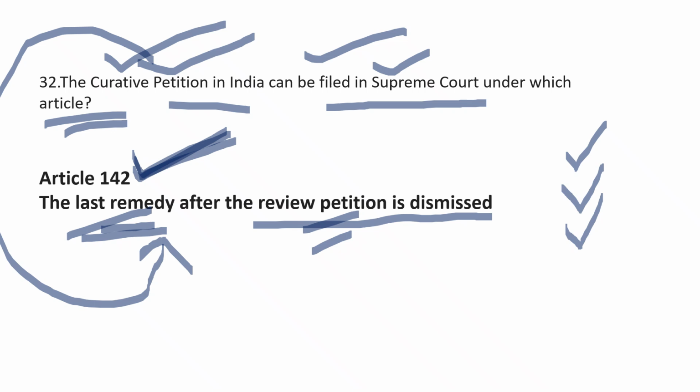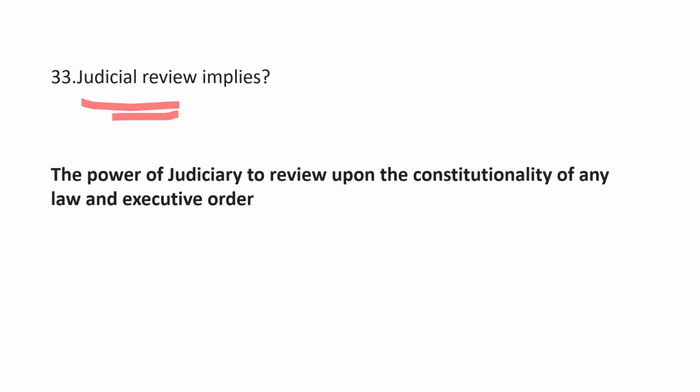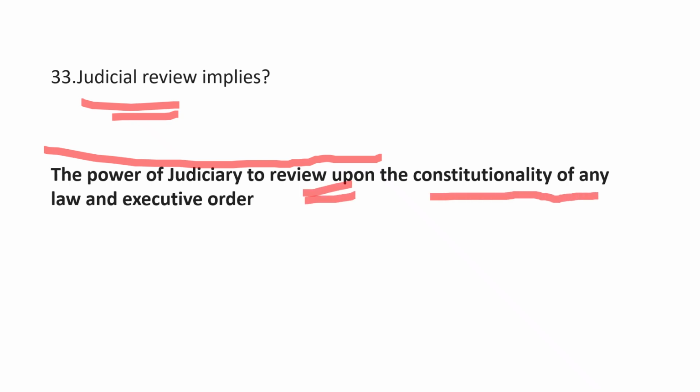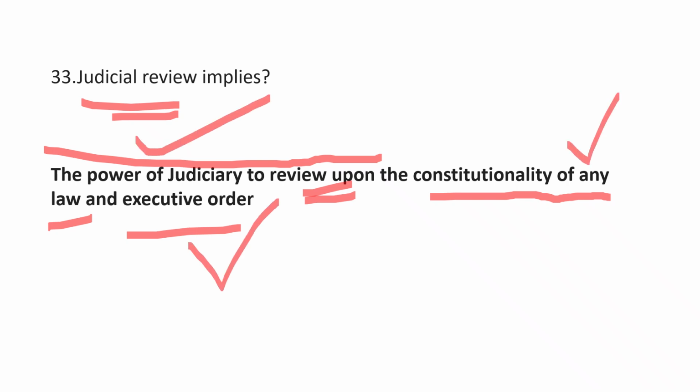The next question. Judicial review implies. What does judicial review mean? The answer is the power of the judiciary to review the constitutionality of any law or executive order. Any law or any executive order can be reviewed by the judiciary to check its constitutionality. This is the judicial review.